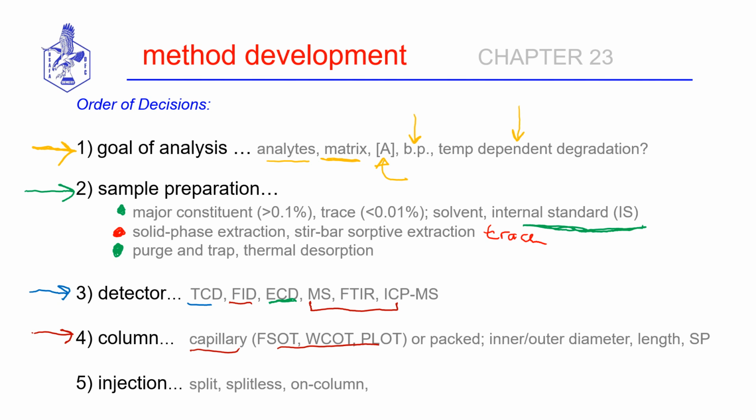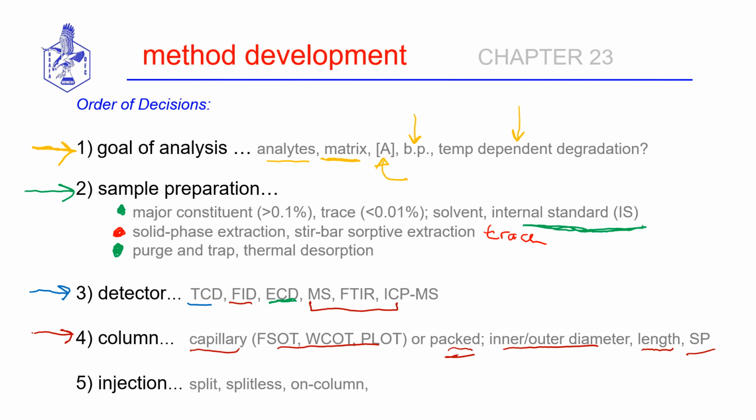We could do a packed column. It's going to give us the poorest resolution of any GC technique, but if sample capacity is an issue, we may want to go that direction. When you pick your column, you need to pick diameters, the length of the column, and obviously the stationary phase material.